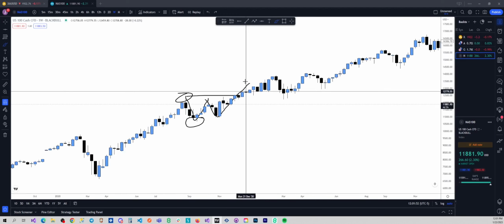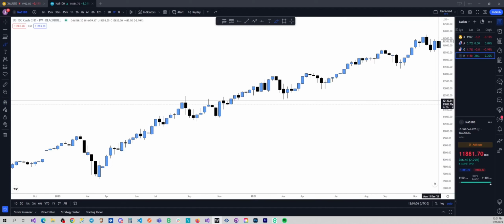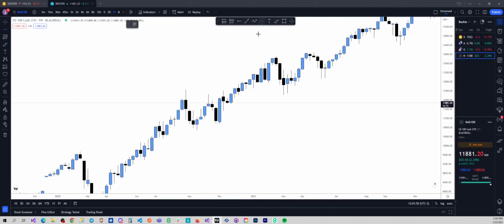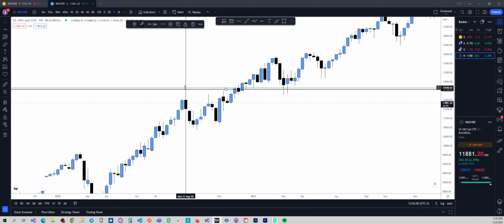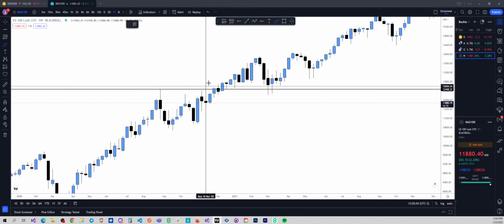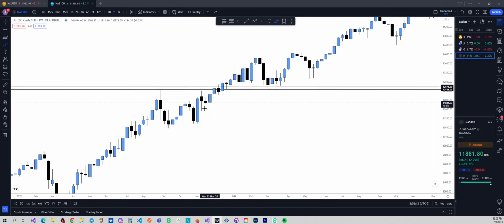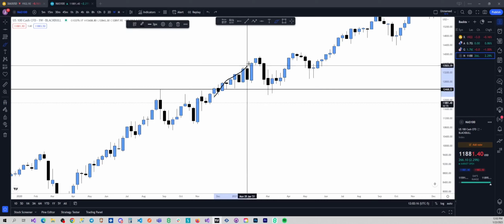I should delete some things so you can see better. So if we mark this high right here, what happens? We get the break above this candle close right here. You see this hammer candle right there? This single candle allows us to see that the market is actually bullish. And what happens after the candle breaks above? Price continues to go up.